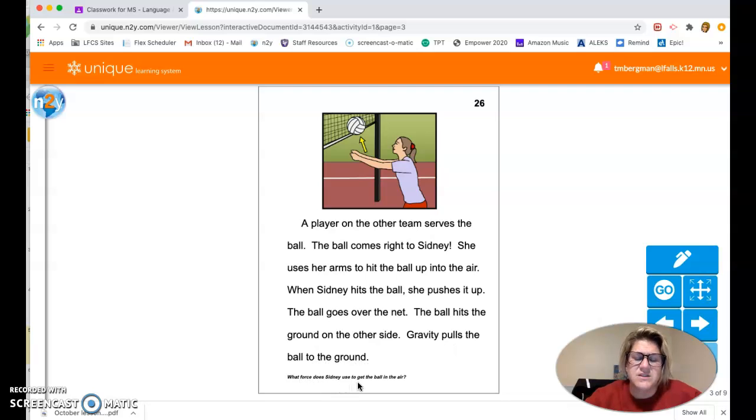What force does Sydney use to get the ball in the air? Yep, when she hits the ball, she pushes it. Okay, so push is the motion that she's using.